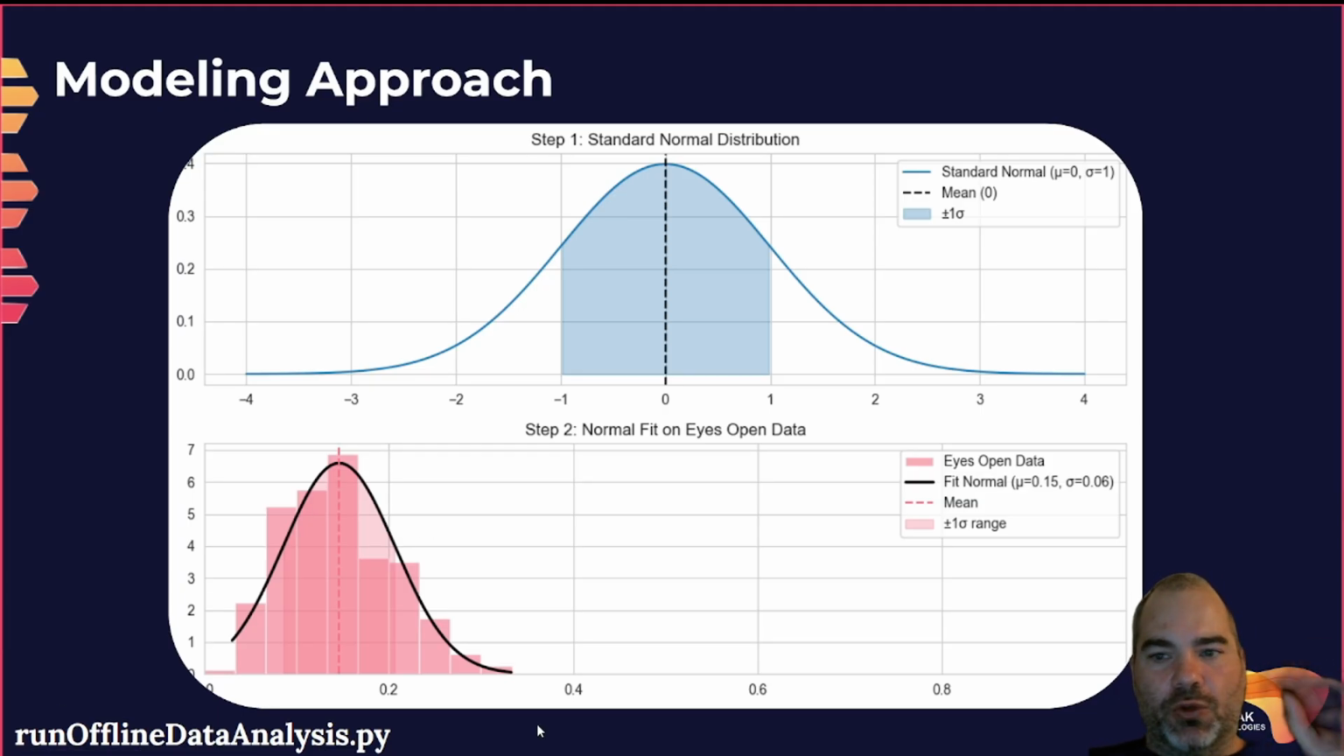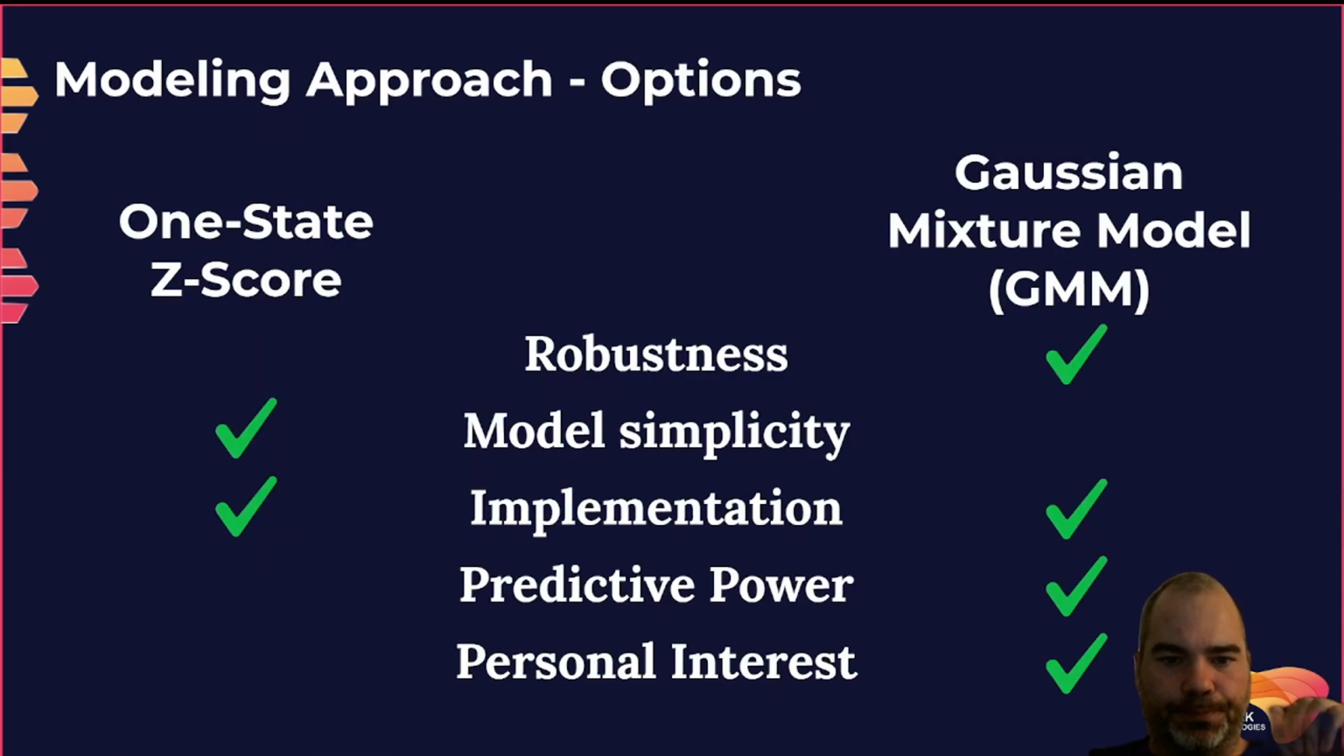Okay, so this is the modeling approach we'll be using. So we'll use a standard normal distribution. Now, when I designed this experience, I had two ideas in mind. The first was to build a two-state model using a Gaussian mixture model. I actually worked all my way through the Gaussian mixture model, but then I said, no, given that it's a YouTube video, I had the feeling that the one-state z-score could work as well, and I did it.